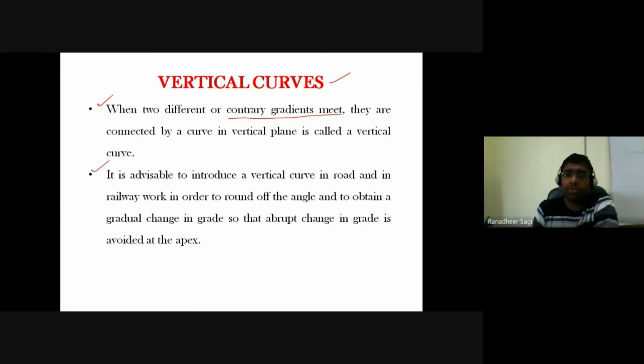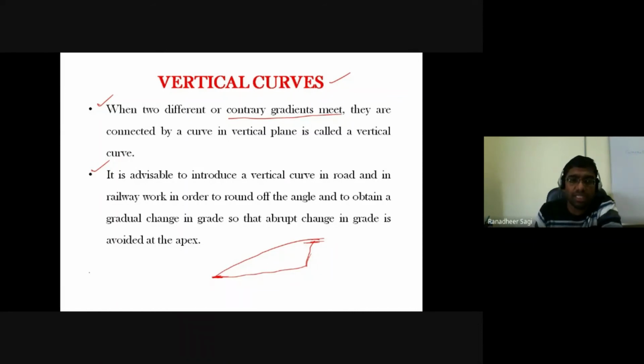It is advisable to introduce a vertical curve in road and railway work in order to round off the angle and to obtain a gradual change in grade, so that an abrupt change in the grade is avoided at the apex. Let's say, for example, here is one ground level, here is the other ground level. If I want to connect these two elevations, I cannot just take my ground like this and ask people to climb it with their vehicle like this. Rather, we provide a proper slope from one point to the other, so that you will not have difficulty in the movement.